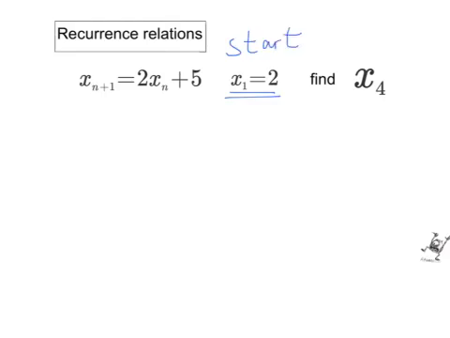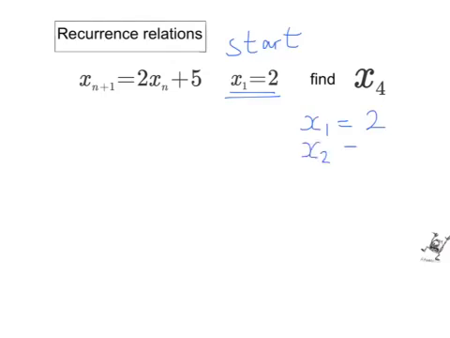Now notice they've used X. They can use any single letter they like. So they could use U to the 1 or K to the 1. And basically X to the 1 means our first term. So our first term is X to the 1, which is 2. And what we're being asked to find is X to the 4.